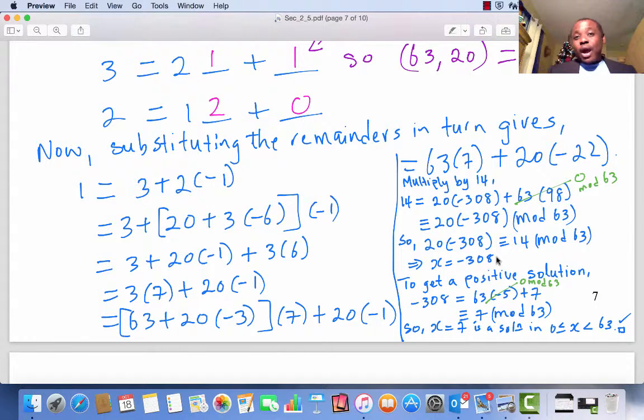But you may actually be required to find a non-negative integer solution that is less than n. In this case, less than 63. If that is the case, then you write negative 308 as 63 times negative 5 plus 7. And observe that 63 times negative 5 would be congruent to 0 mod 63, because 63 is congruent to 0 mod 63. So the entire right-hand side is congruent to 7 mod 63. So x equals 7 is a solution to my linear congruence where x is bigger than or equal to 0 and less than 63. This is my non-negative integer solution less than n.